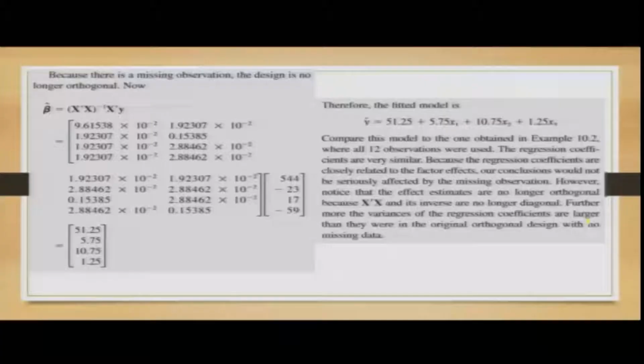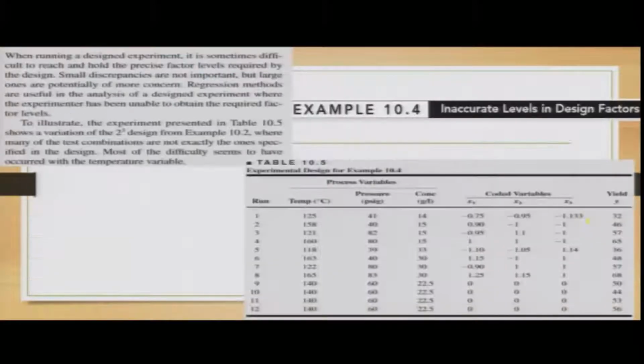However, notice that the effect estimates are no longer orthogonal, because x transpose x and its inverse are no longer orthogonal. Furthermore, the variances of the regression coefficients are larger than with the original data, because you have basically shrunk your sample size to a smaller sample size.